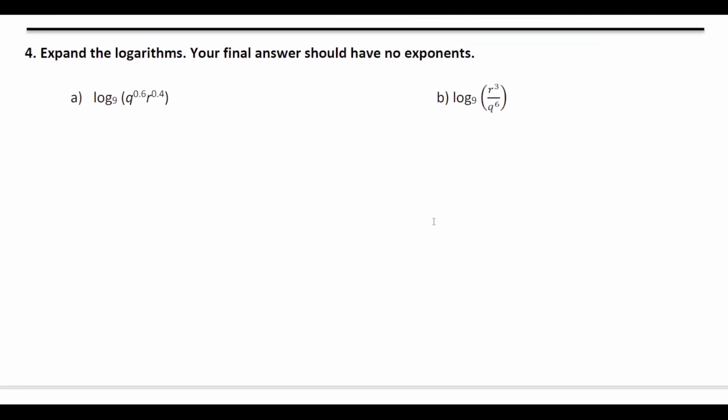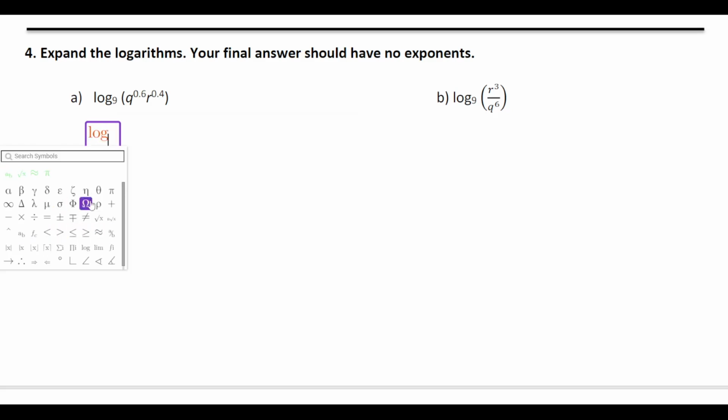Number 4, we are expanding the logarithms. So we want to rewrite these. And it says your final answer should have no exponents, so we'll also rewrite those exponents as coefficients when we get there. So first, we're going to use that product property to split this up as log base 9 of q to the power of 0.6, kind of a weird one, plus log base 9 of r to the 0.4 power, 4/10.